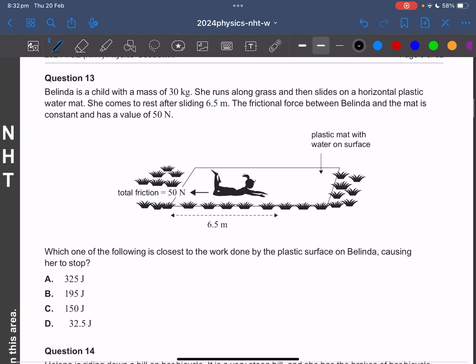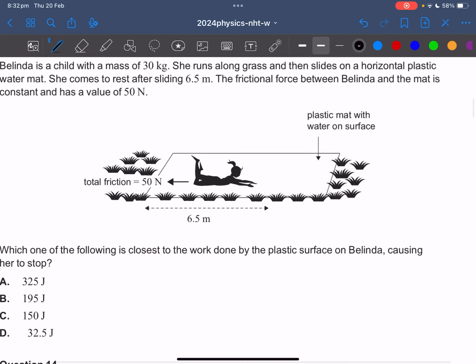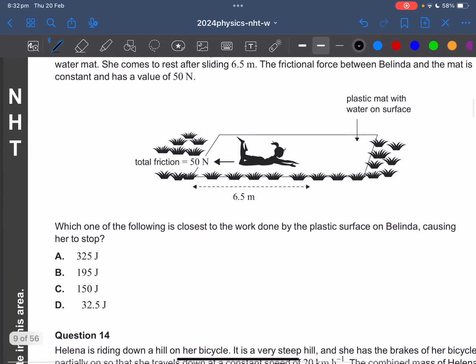Question number 13. Belinda is a child with a mass of 30 kilograms. She runs along the grass and then slides on the horizontal plastic water mat. She comes to rest after sliding 6.5 meters. The frictional force between Belinda and the mat is constant and has a value of 50 Newton. Which one of the following is the closest to the work done by the plastic surface on Belinda, causing her to stop? Well, this is just a simple frictional force question.